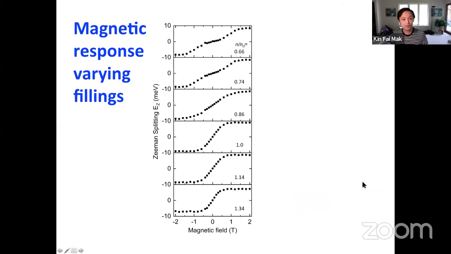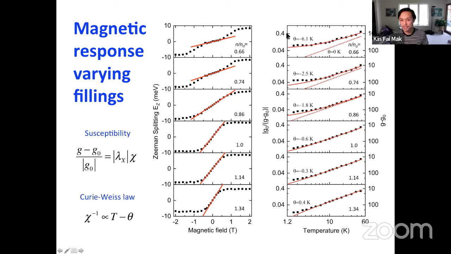Well, we can also try to measure at other filling factors in addition to the filling factor equal to 1. This is the result at low temperature for the Zeeman splitting as a function of magnetic field determined from the exciton Zeeman splitting. Again, we can fit the slope near 0 magnetic field to extract the g factor, and as a result, the magnetic susceptibility. And we can do it as a function of temperature at all the different fillings.